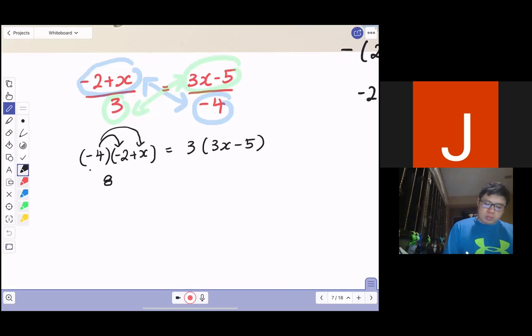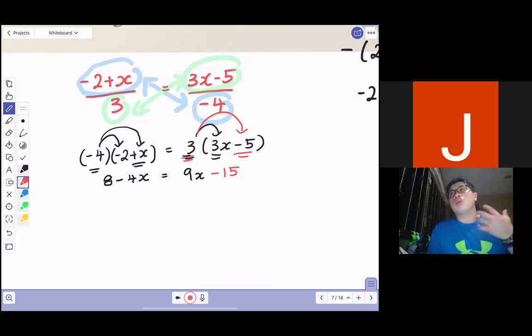Negative 4 times positive x will give me a negative 4x. Positive 3 times 3x will give me a 9x. Positive 3 times negative 5 will give me a negative 15.